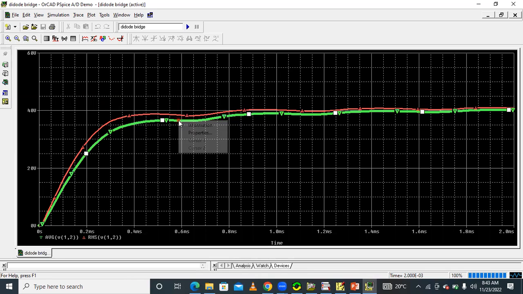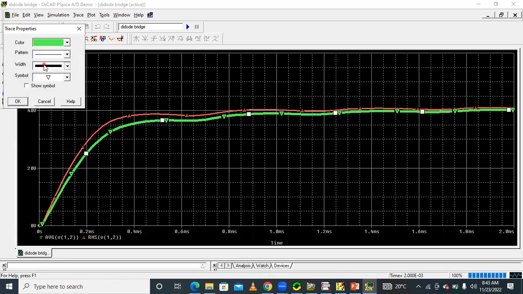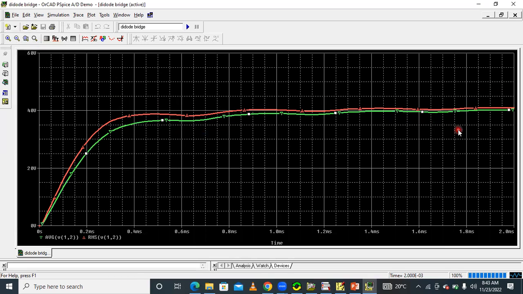RMS value. Looking at these waveforms, we can understand that the RMS value and average value are almost near, which means ripples are reduced. The average value is 40 and the RMS value is maybe 42, near the average value. The green line is the average and the red line is the RMS. Here the average is 40, then RMS is 42.